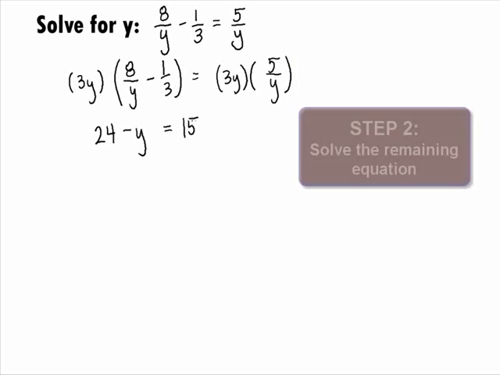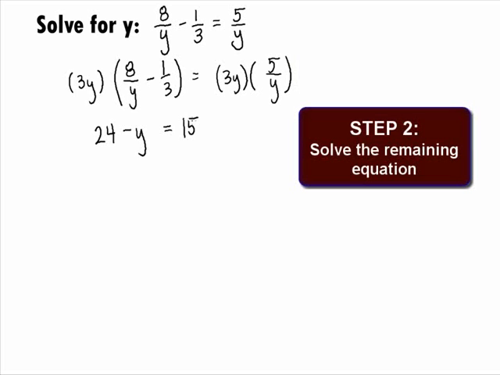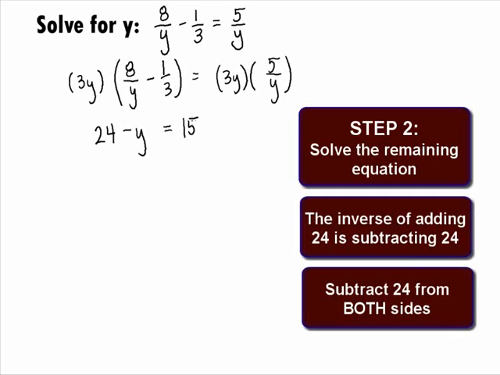In step 2, we want to solve the remaining equation. We need to move the 24 that is being added. The inverse of add 24 is subtract 24. So we'll end up with 24 minus y minus 24 on the left side equals 15 minus 24 on the right side. On the left side, the 24s will cancel, and we're left with a negative y equals, and on the right side, we take 15 minus 24 and get a negative 9.